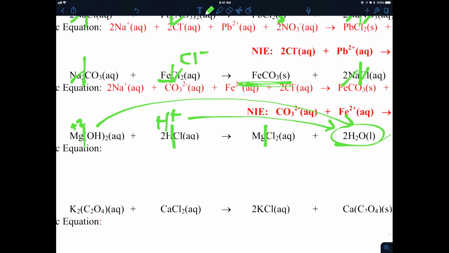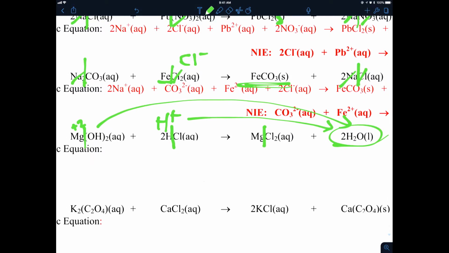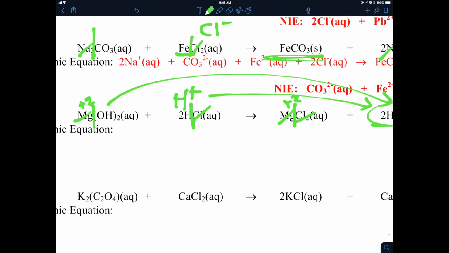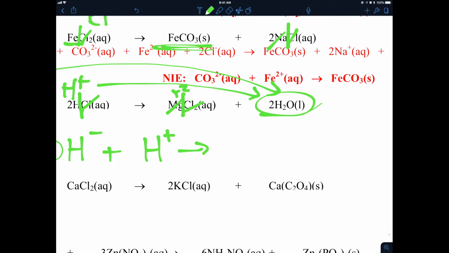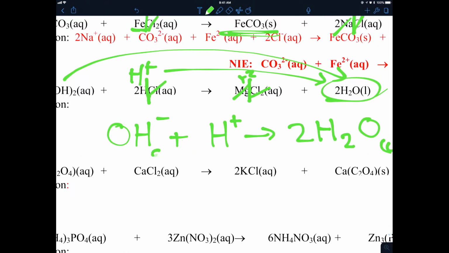So let's go ahead and mark out what's going to be canceled out in this situation. Well, we're going to be losing this magnesium, and we're going to be losing this magnesium, because they're just going to be spectator ions. They're going to be both plus 2 in solution. What else are we going to lose? We're going to lose these chlorines. They're going to be sitting around spectating in solution. What a surprise. And so now we have OH minus plus H plus goes to 2H2O liquid. Very important that you remember the liquid part there.